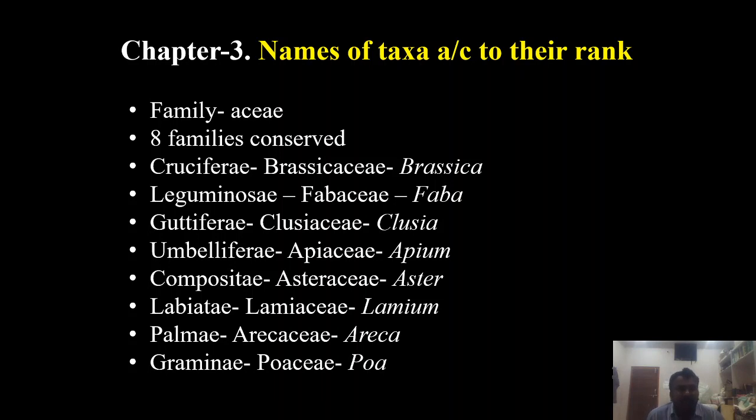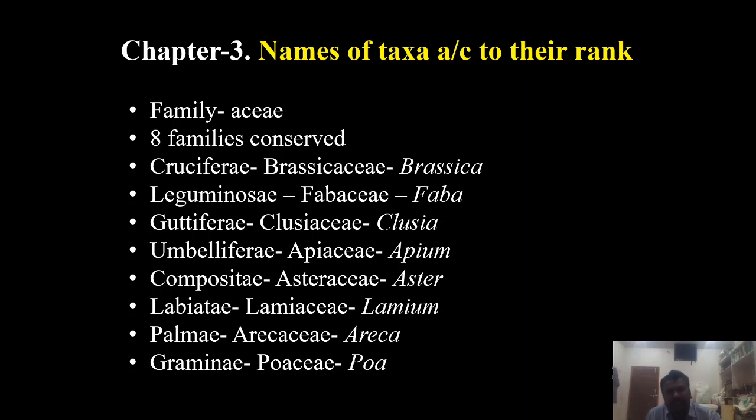Out of 8 families, the first one is Cruciferae. Now, the new name for Cruciferae is Brassicaceae. Brassica is the type genus. Leguminosae, Fabaceae, and Faba. Guttiferae, Clusiaceae, and Clusia. Umbelliferae, Apiaceae, and Apium. Compositae, Asteraceae, and Aster is the type genus.